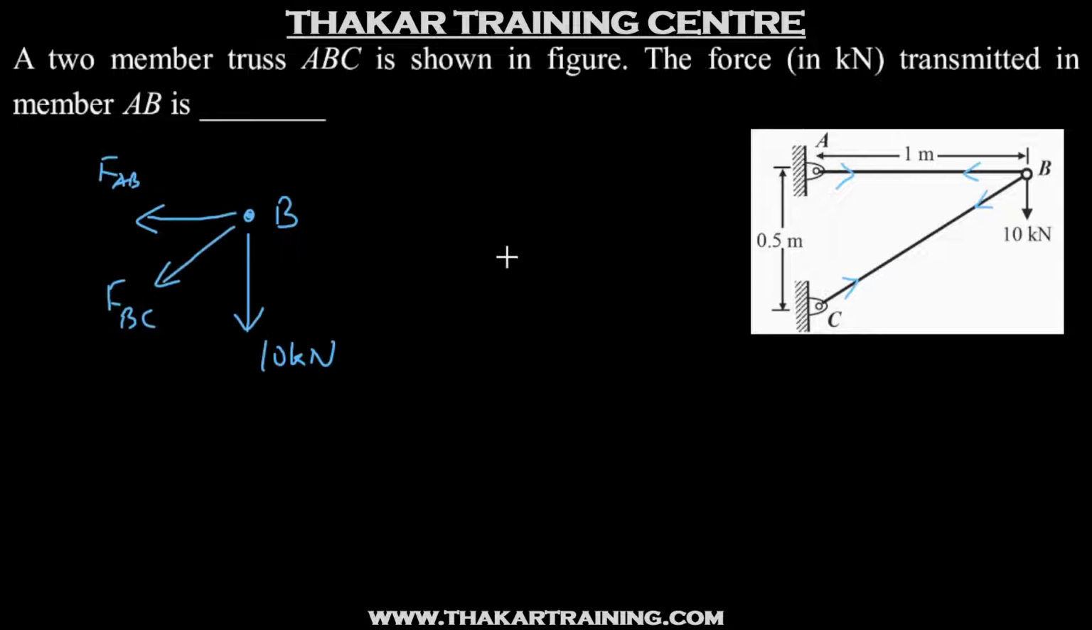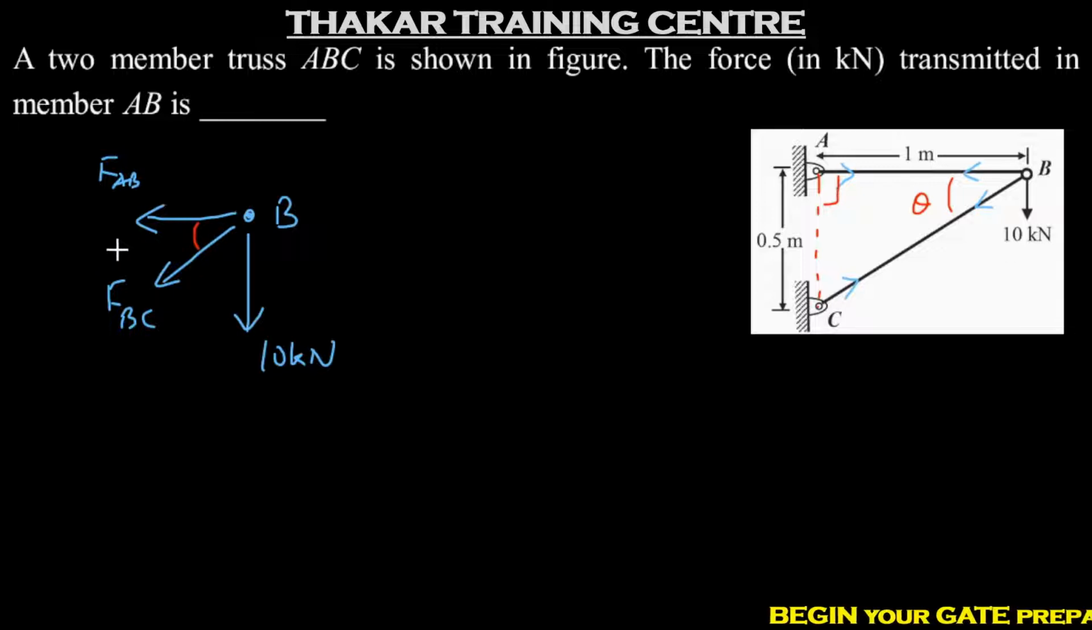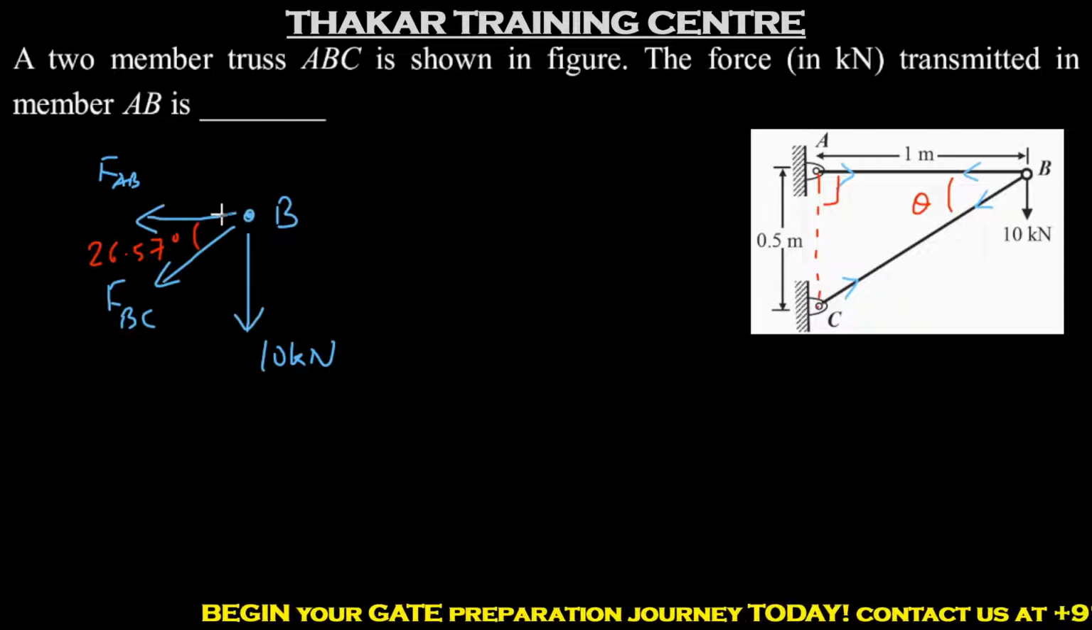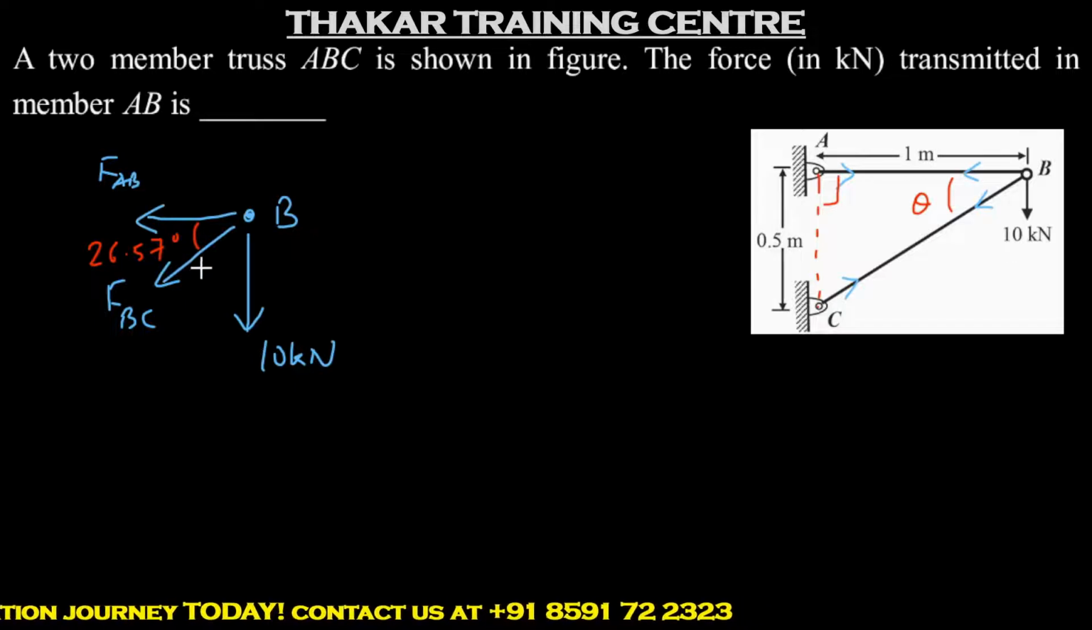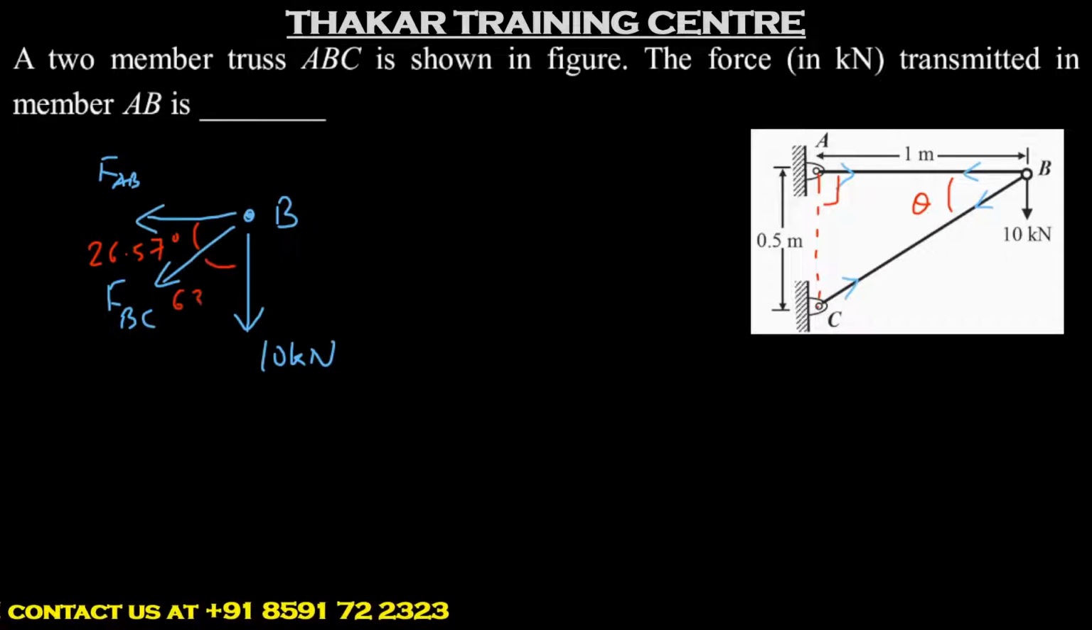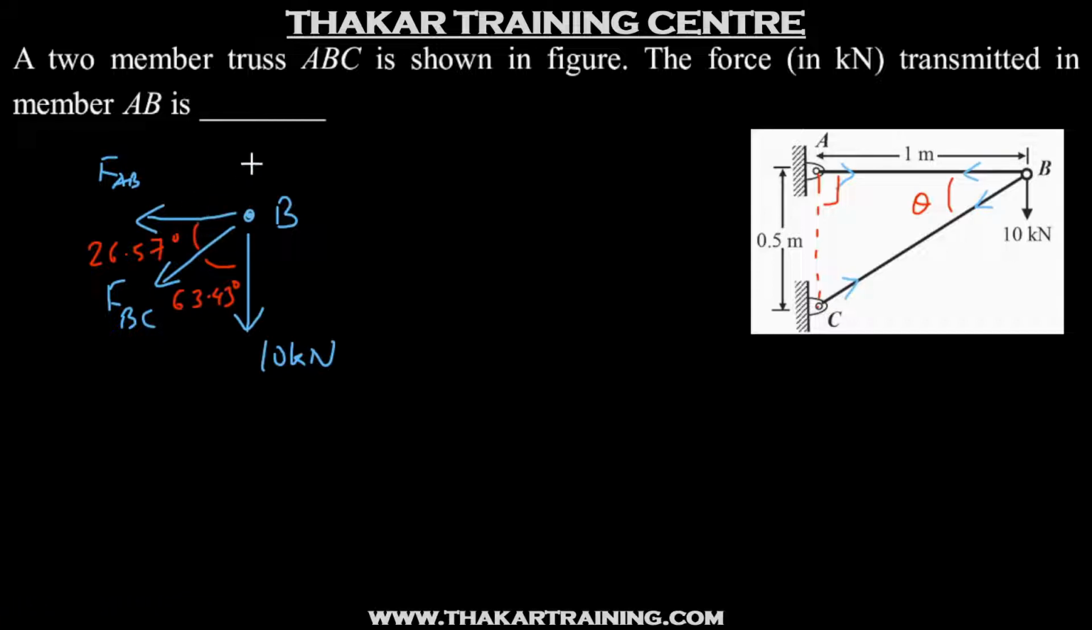Now looking at angles, so if we join this is 90 degrees. Now if we call this angle as theta, then theta will be tan inverse of 0.5 upon 1 which comes to 26.57 degrees. So we have this angle is 26.57 degrees. Now FAB is horizontal, this is vertical. So this total is 90 degrees, out of which this is 26.57. So this will be 63.43 degrees. And this is 90. So from total of 360, if 90 is gone, the remaining is 270. So this angle will be 270 degrees.